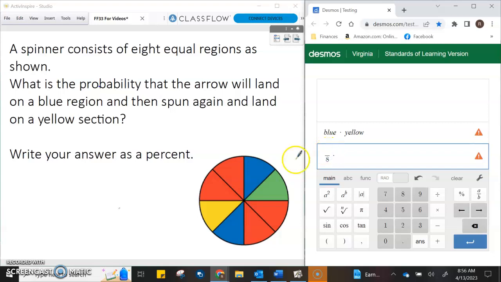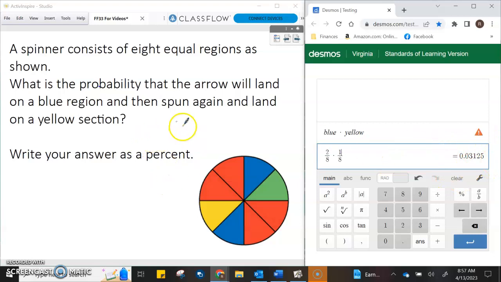But then we need blue. Let's count blue. 1, 2 blue sections. So I'm going to put 2 over 8 times, and when we spin it the second time, it's still 8 sections, but this time yellow. Look at that. There's only one yellow, and that's my favorite color. How did that happen?